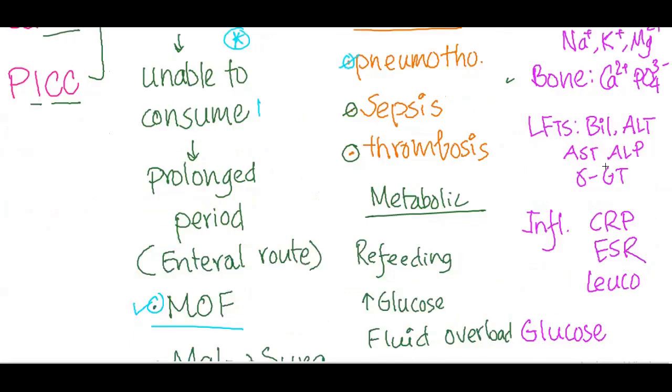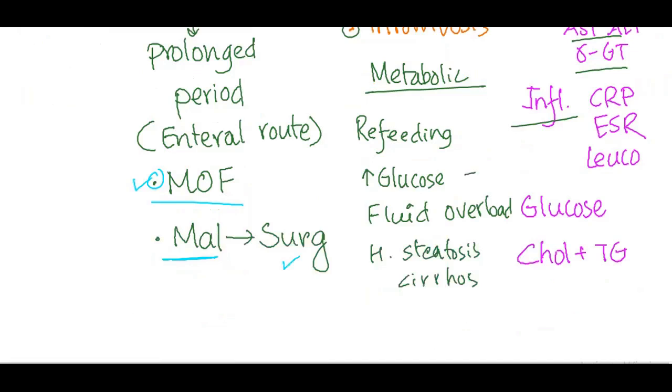You have to do the liver function test, because you see that there are some liver complications such as steatosis. So you have to do the bilirubin, ALT, ALP, and gamma GT. Check the inflammatory markers such as CRP, ESR, and leukocytes. Obviously, check the glucose, because there is a chance of hyperglycemia, and there is a chance of hyperlipidemia also. So check for cholesterol and TGs.